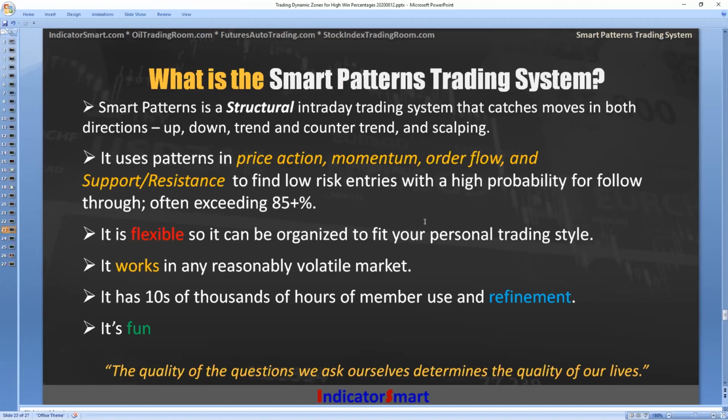So I'm like the most boring developer on the planet. Why? Because I don't have a new bell and whistle every week. But these Smart Dynamic Zones that I showed you, I just love it. And I think other people that are using it in the trading room, the response has been tremendous, transformative. So Smart Patterns Trading System is what's behind all this and all the things that we talked about.